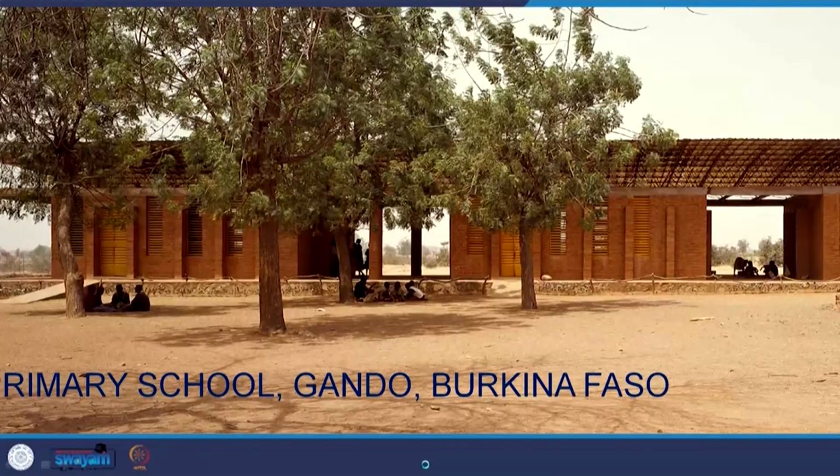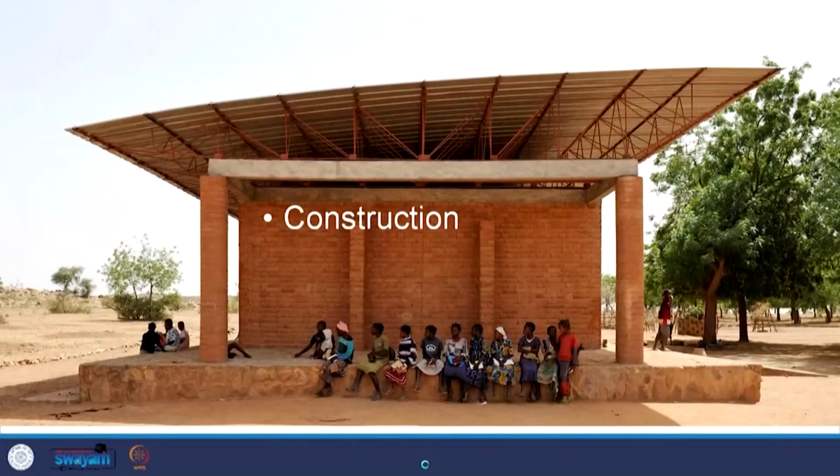this primary school, which is in Gando, Burkina Faso. This is a primary school which was built for the local children, for the community. Now, for construction, they have used these compressed earth blocks, these bricks, which were made with the help of community participation.